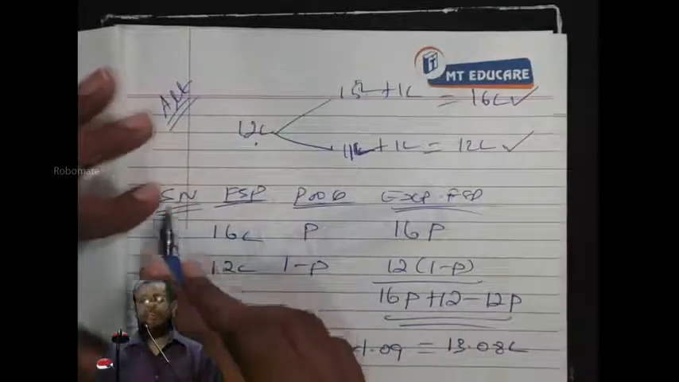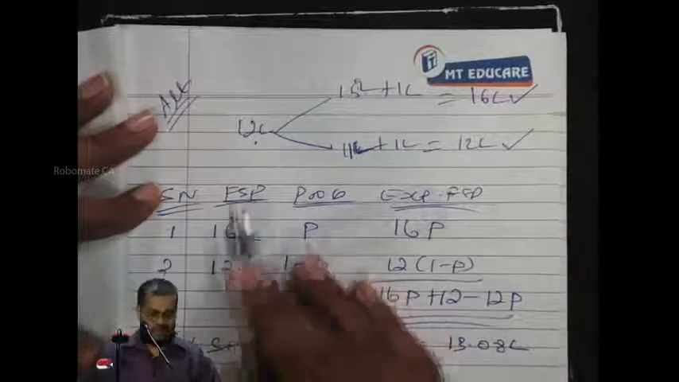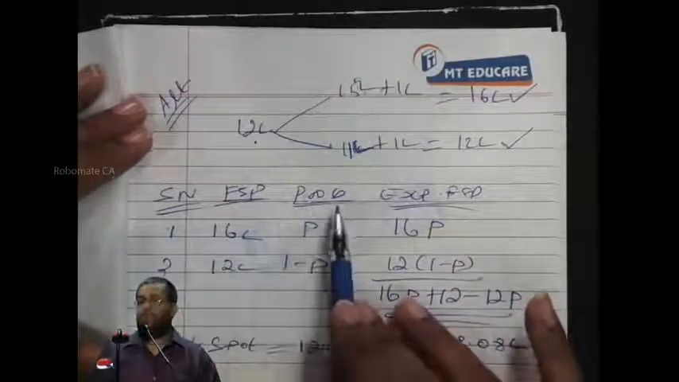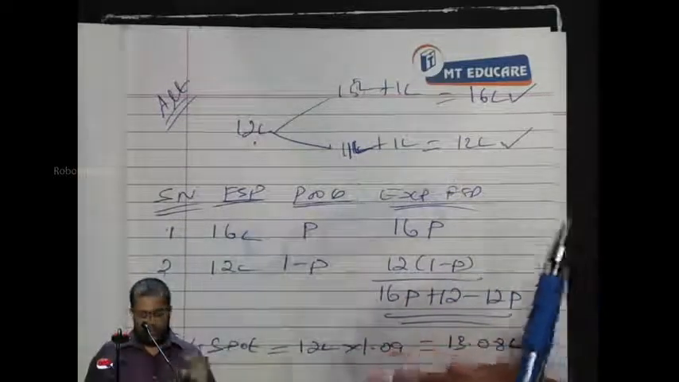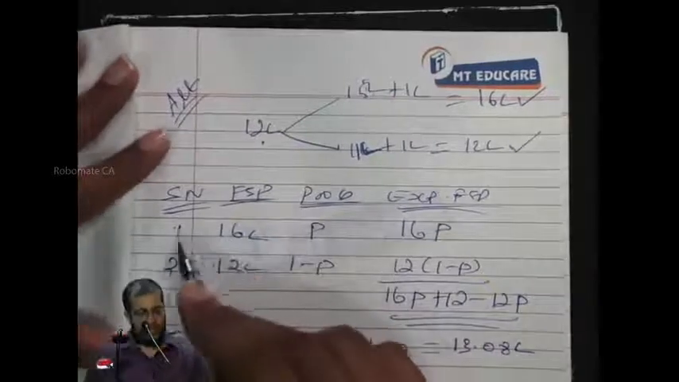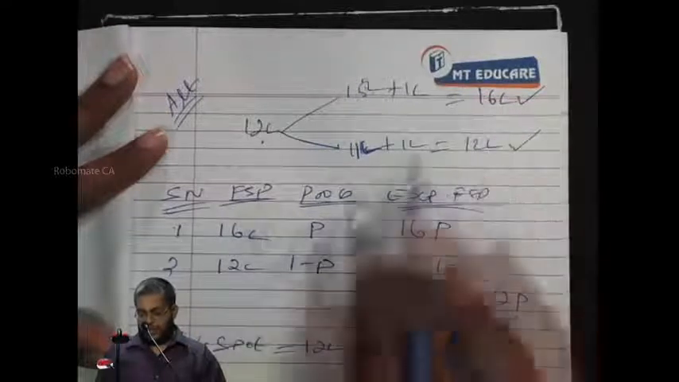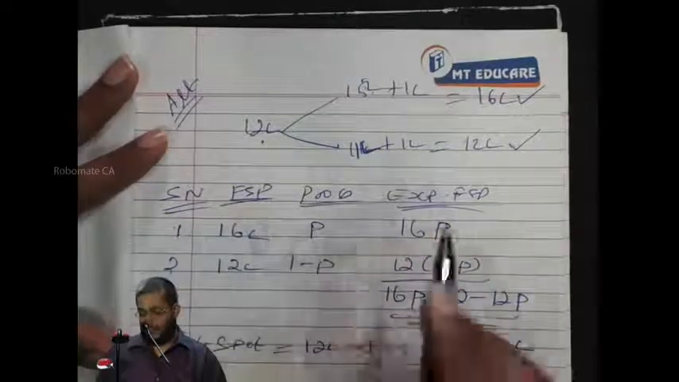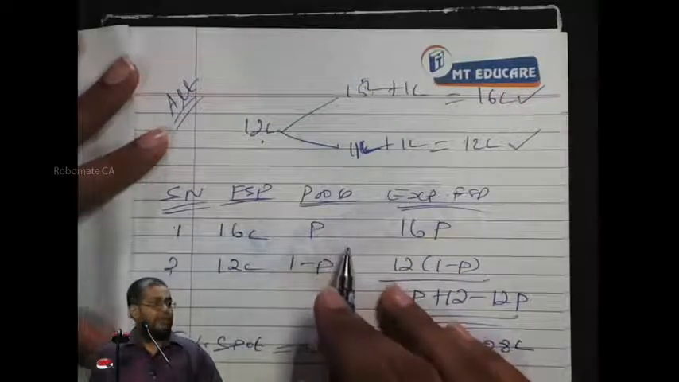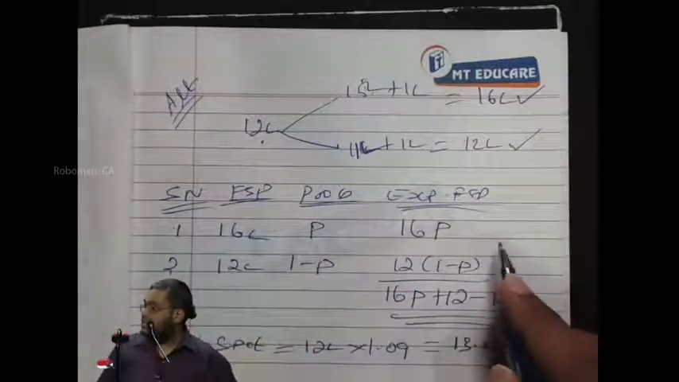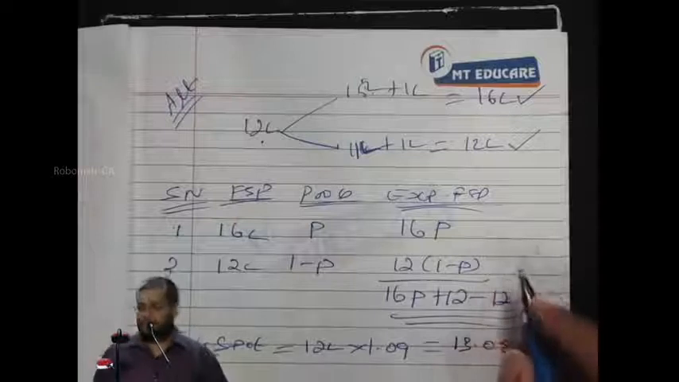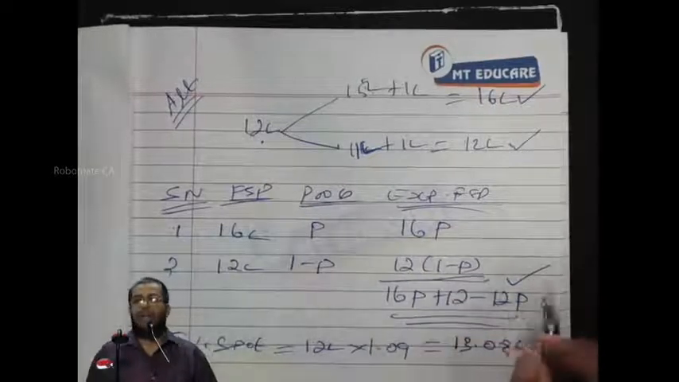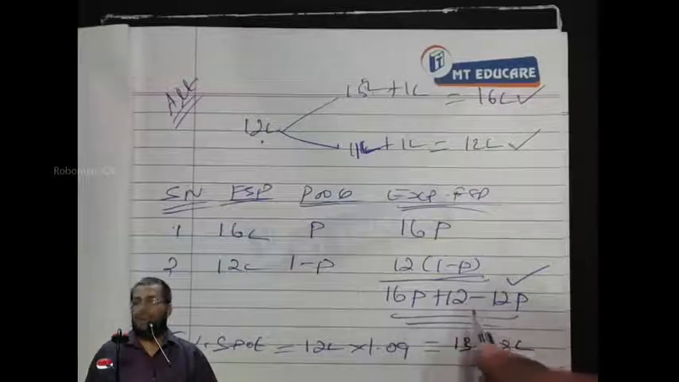Can I proceed? Now, situation, FSP, probability, expected FSP. Situation 1, 2. For the 2 FSP, 16, 12. Why should I always write 16 here? Probability for risk neutralization first is for the upper bound price. 16, 12. Probability is P, 1 minus P. 16P, 12 into 1 minus P. Total is 16P plus 12 minus 12P.